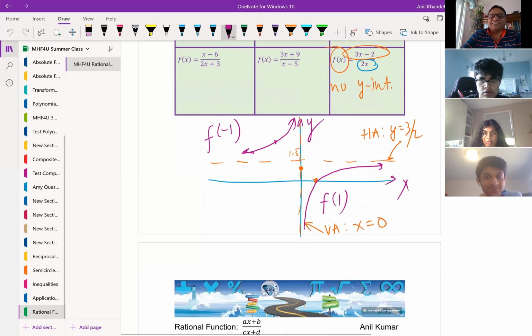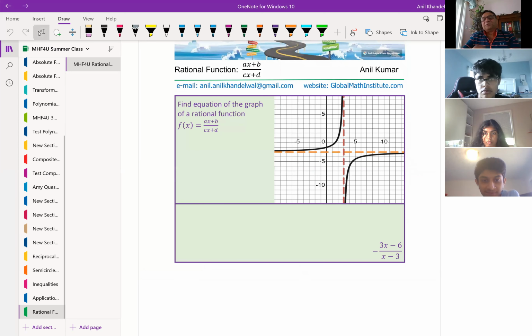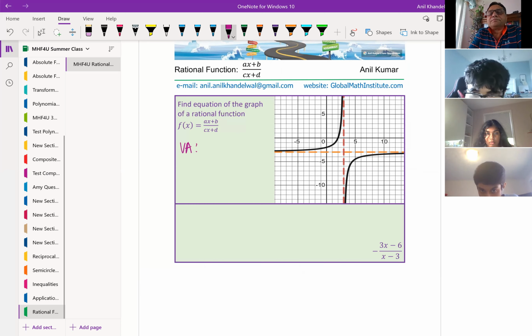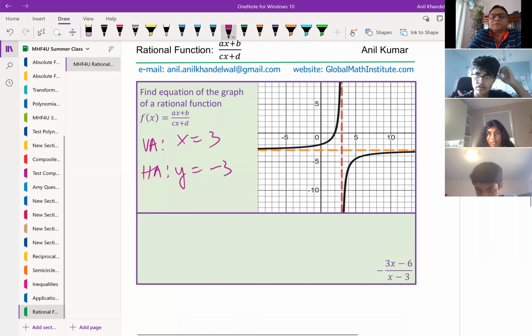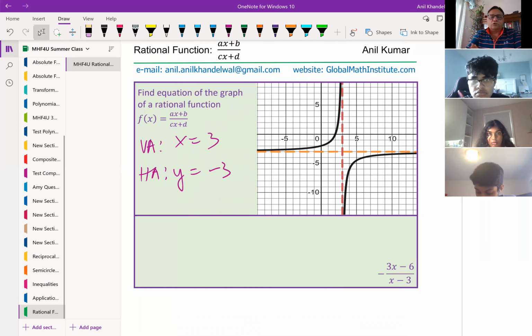Now let's look into this part. Hamza, I want to find the equation of this curve, which has a vertical and horizontal asymptote. Can you tell me, how will you proceed? So first thing I would do is try to identify the asymptotes on this graph. The vertical asymptote is at x equals 3, and the horizontal asymptote I think is also 3, I'm not really sure. Minus 3. Yes, minus 3. So you got 2 asymptotes.